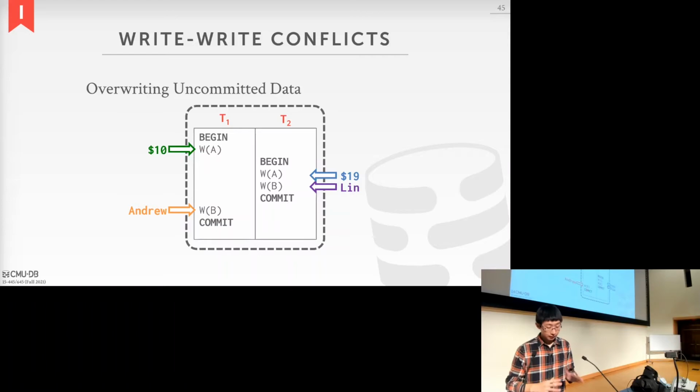But what if T2 later on writes a value in B, say Lin, and then T1 later on writes a value in B called Andrew? The database system would end up in a state where it has the value Andrew for B, but it has the value 19 for A. This would be a write-write conflict, because if you execute either transaction in isolation, or in any serial order, T1 first, T2 first, or the reverse, there's no way the database system can end up in such a state. That's something we also need to avoid if we want a transaction schedule to be serializable. Okay?